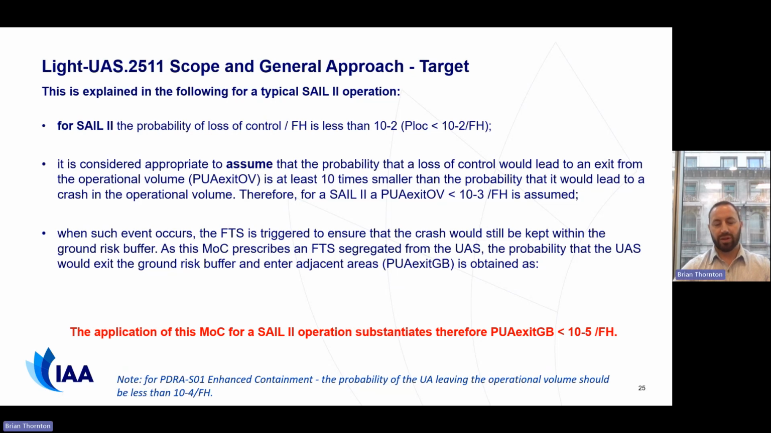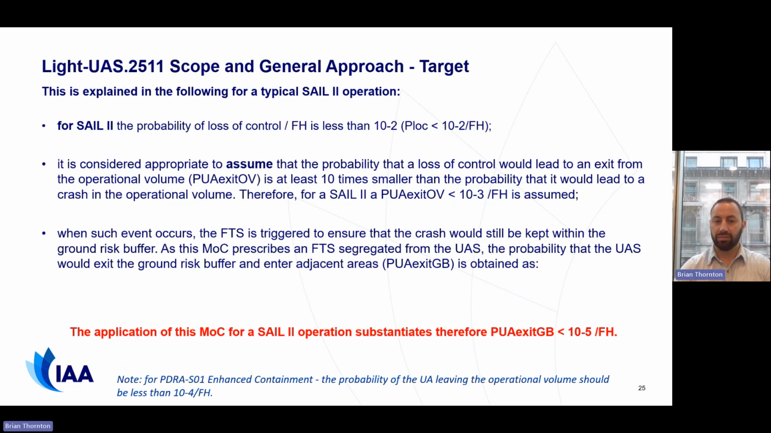Don't get overly confused about this slide. This is just taken from 2511. I'll try to explain it as best I can, but essentially what it states is that for SAIL 2 operations in the specific category, the probability of loss of control is less than 10 to the minus 2 per flight hour. So what that means is you will have one loss of control every 100 hours.